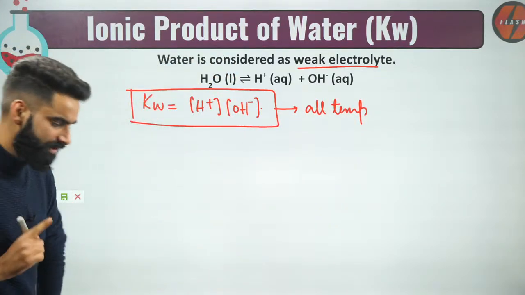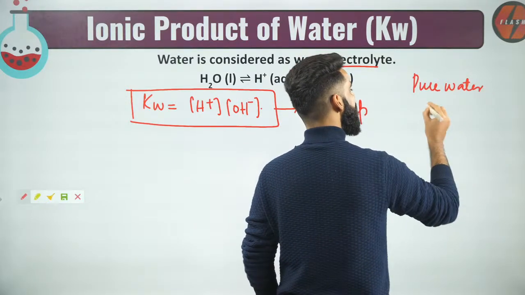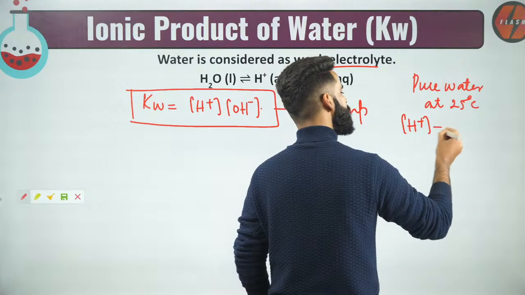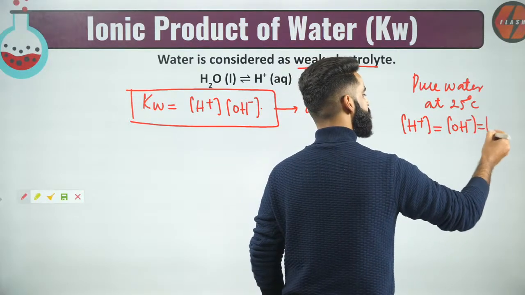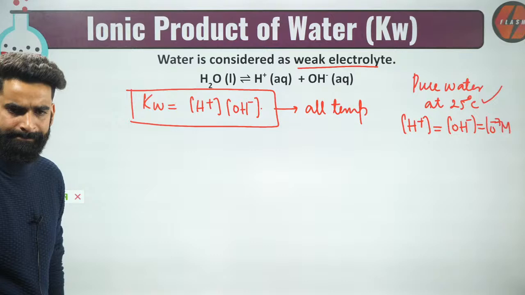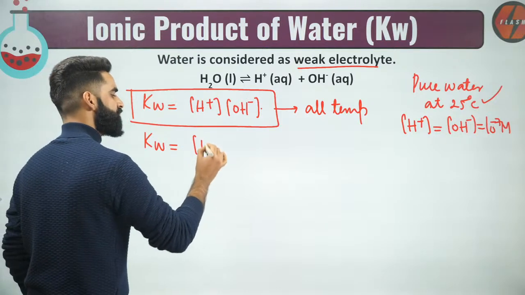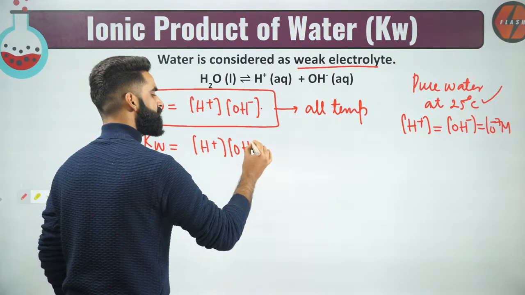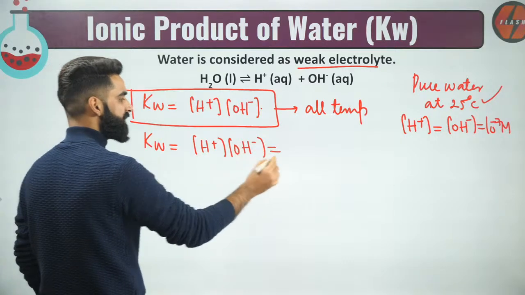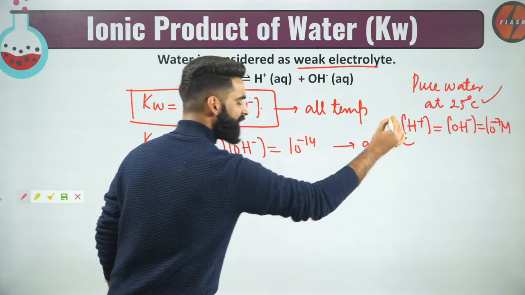Now, people, understand one important thing. In pure water, at 25 degrees centigrade, experimentally it has been found out that concentration of H positive will be equal to concentration of OH negative. Both will be equal to 10 power minus 7 molar at 25 degrees centigrade in pure water. Now, guys, I can simply write Kw is equal to concentration of H positive multiplied by concentration of OH negative, which is 10 power minus 7 times 10 power minus 7. Can I say it becomes 10 power minus 14? But this is only valid at 25 degrees centigrade.